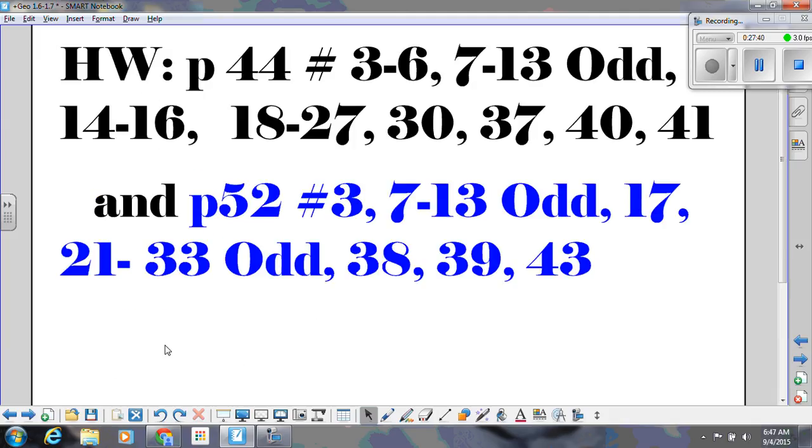So guys, here's your homework. It's 2 pages. That first page, page 44, is all about the polygons, and the second page is all about perimeter and area. If some of you have a book, maybe you can be kind enough to let some people take pictures of it so other people can work on it.